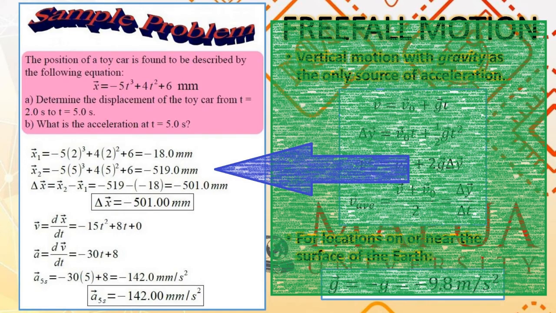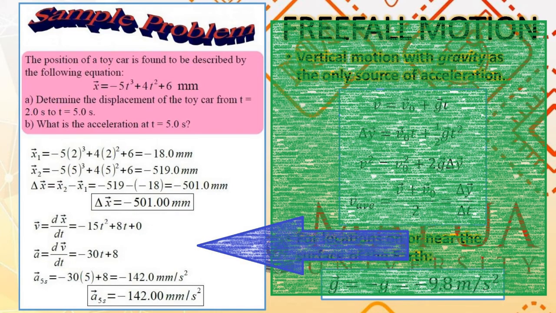And then plugging in 5 seconds into the equation, we have x2. x2 is equal to negative 519 millimeters. The displacement is just the change in position, so delta x is equal to final position x2 minus initial position x1, which gives us delta x is equal to negative 501.0000 millimeters.